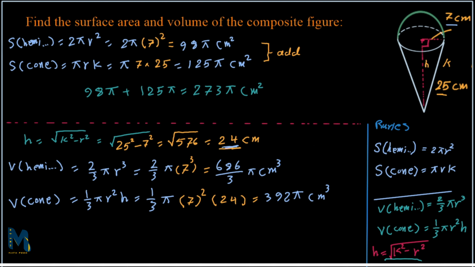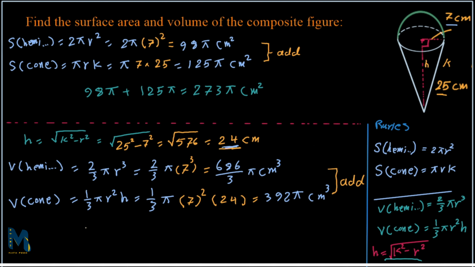We found them individually. So we have to add them because it asks for the composite. So we have to find the volume of the composite figure. We have to add them together.